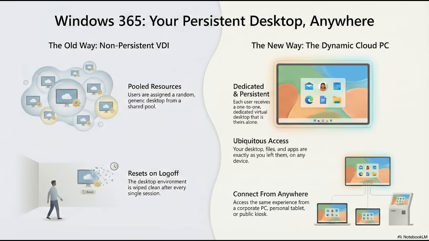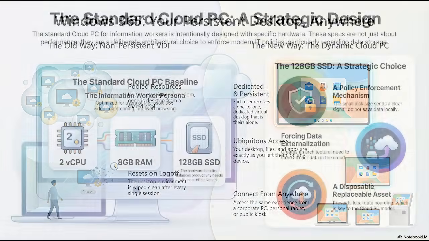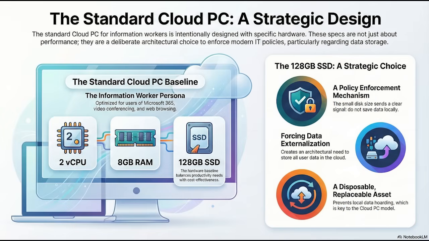So just so I'm clear, whether I'm connecting from my old corporate desktop at the office or my personal iPad at home, or even some kiosk at a library, I'm going to see the exact same desktop with the exact same files right where I left them. Precisely. That is ubiquitous access, realized. And because they were so focused on that information worker persona, the architects had to define a standard hardware baseline, something that meets productivity needs without breaking the bank. And what did they land on for that baseline spec? The standard is 2 virtual CPUs, 8 gigs of RAM, and 128 gig standard SSD.